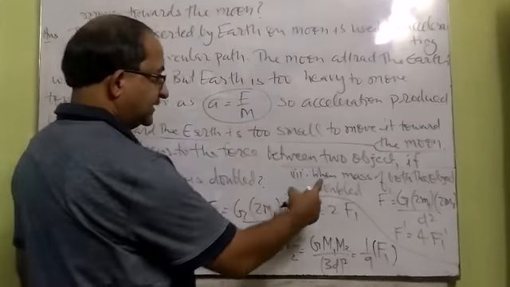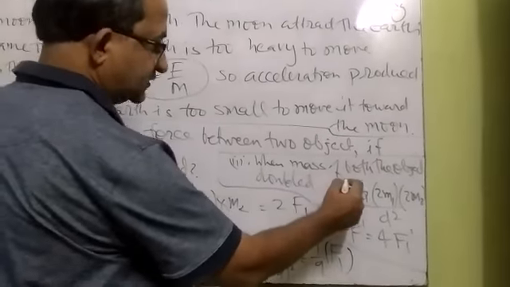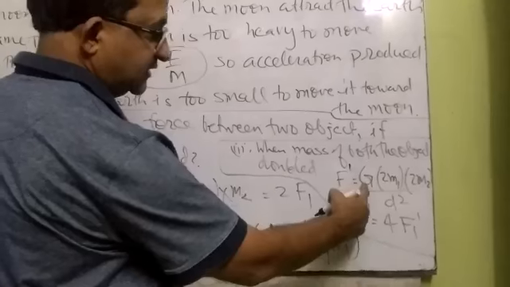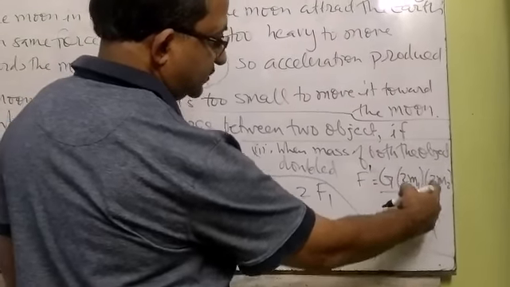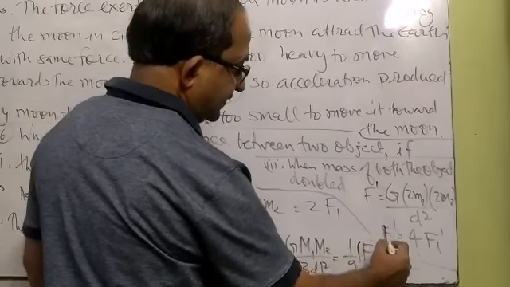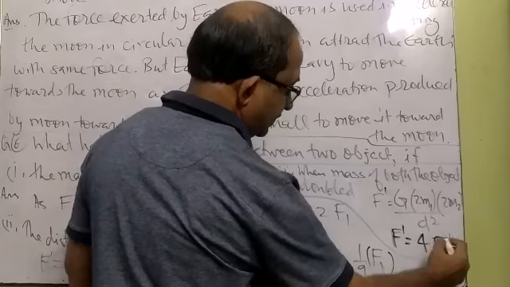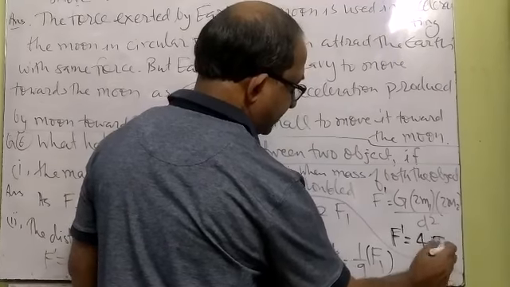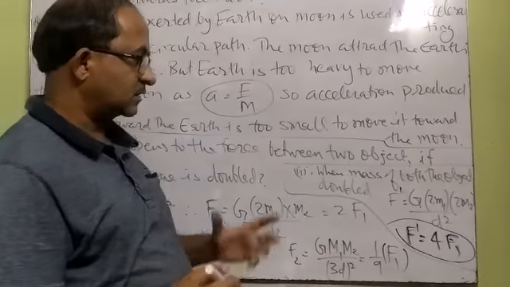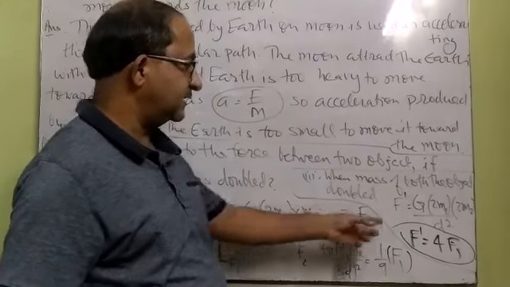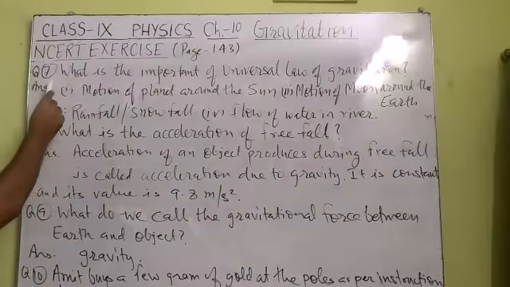In the third part, it is asked what happens when the mass of both objects is doubled. It means the new force F dash will be equal to G times 2 m1 times 2 m2 upon d square. This 2 into 2 becomes 4. It means the new force F dash will be 4 times the original force F1. So when the mass of both objects is doubled, the force of attraction between them will be 4 times the original value.